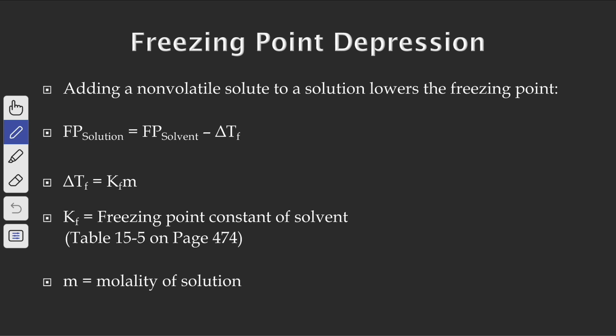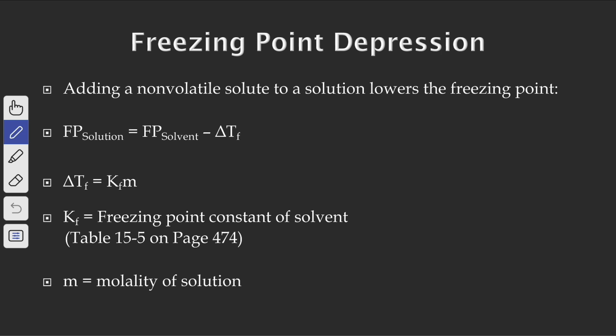So the first colligative property we're going to talk about is freezing point depression. So basically, depression meaning going down, because the freezing point of a solution is always less than the solvent. So to figure out the freezing point of a solution, you just need to take the freezing point for the solvent and subtract the change in the freezing point.